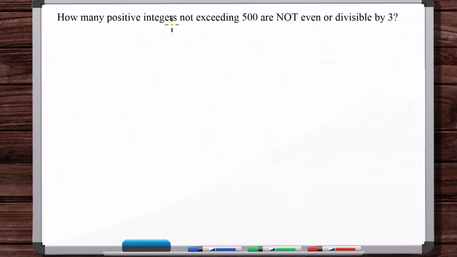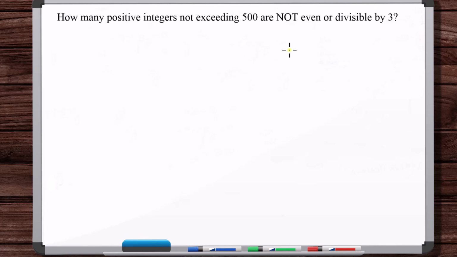How many positive integers not exceeding 500 are not even or divisible by 3? Okay, so what this means is that we could rewrite this and say how many positive integers not exceeding 500 are not divisible by 2 or 3, right? That's what even means. You're divisible by 2. So we worked a problem like this earlier. So we have an idea of how to do this. We need to use the whole Venn diagram idea.